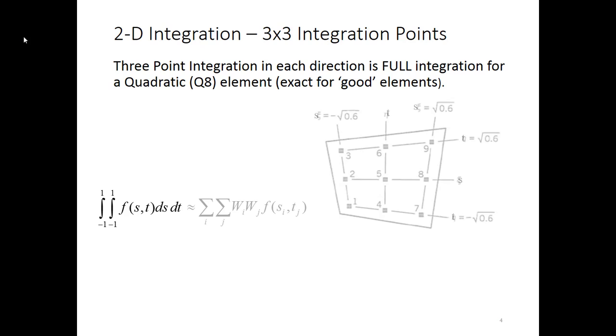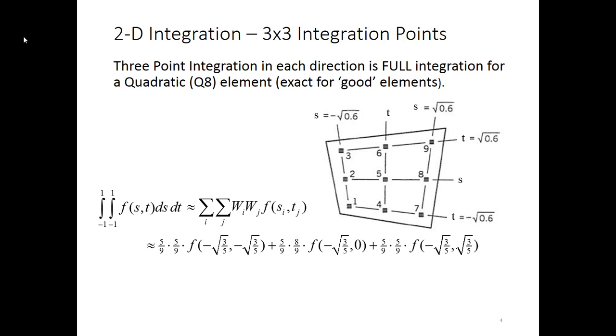Here's the integral that we want to resolve. We're going to break it into 3 widths in the s direction and 3 widths in the t direction, where we're going to evaluate each direction at s and t equal to 0, but also at plus or minus the square root of 0.6, or the square root of 3/5. Let's take a quick look at the first 3 integration points. So at integration point 1, the width in the s and the t direction is 5/9, and we're evaluating at the position of negative square root of 0.6 for s and for t.